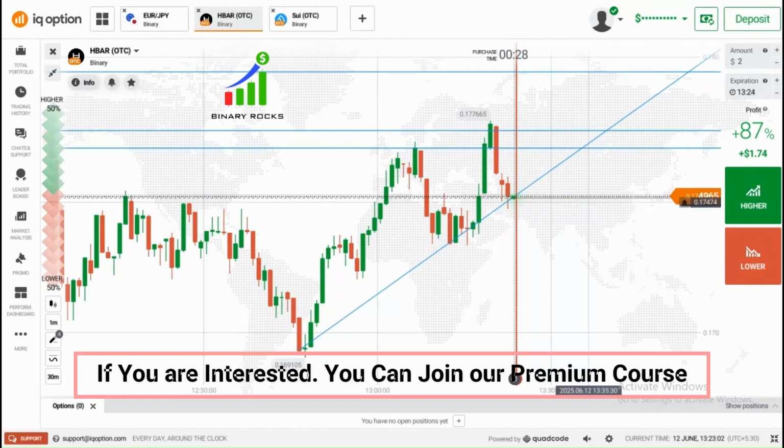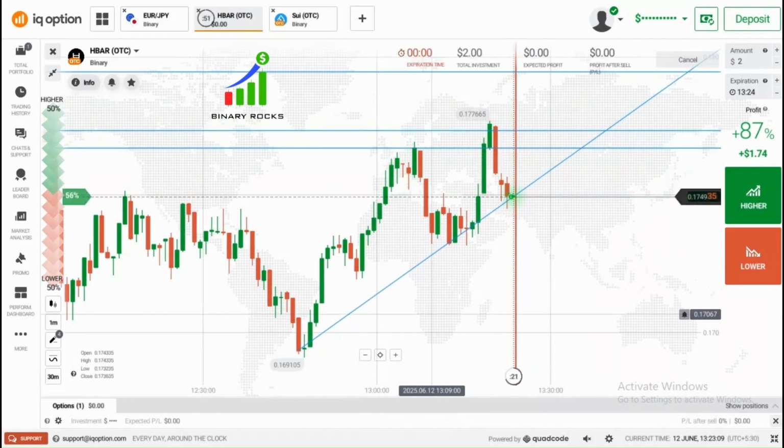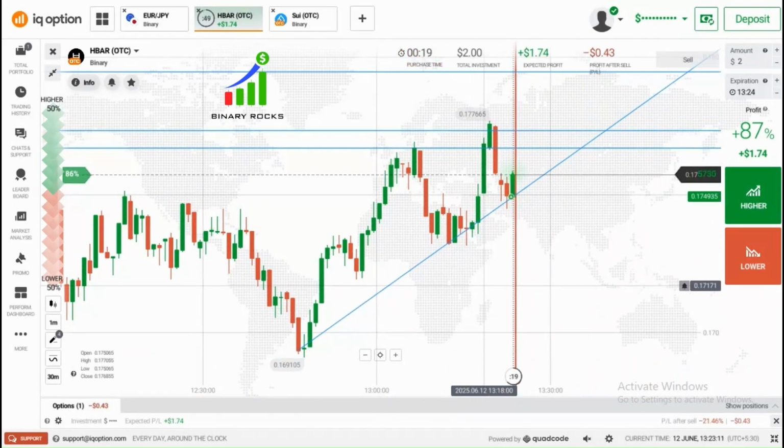Here there is a strong momentum, but I am seeing weakness, so I will try to go with buyers because it's a buyers area. Every time it is respecting. Let's see what will happen. Okay, I have gone with buyers as of now.